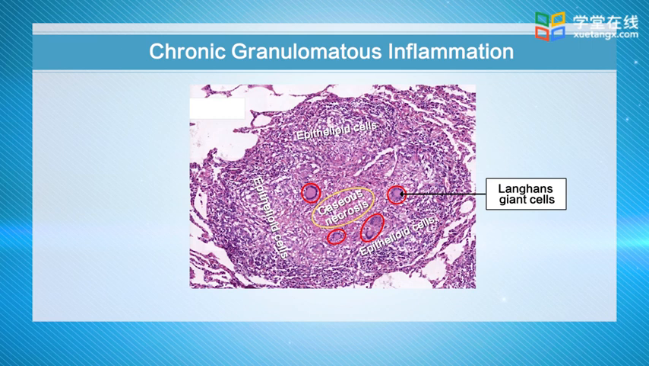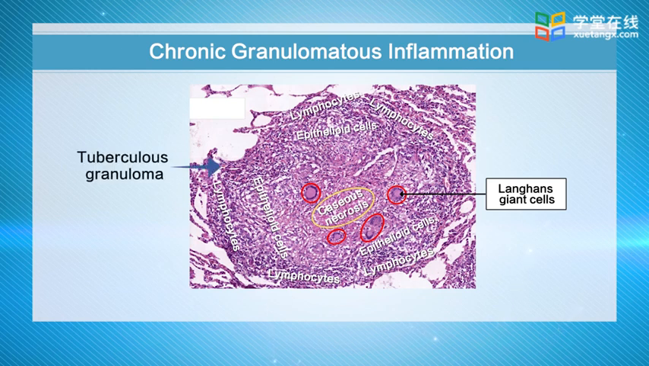Both epithelioid cells and Langhans giant cells are macrophage-derived cells. At the periphery of the nodule, there is a rim of lymphocytes. Therefore, this nodule is a tuberculous granuloma. The pathological diagnosis is pulmonary tuberculosis.